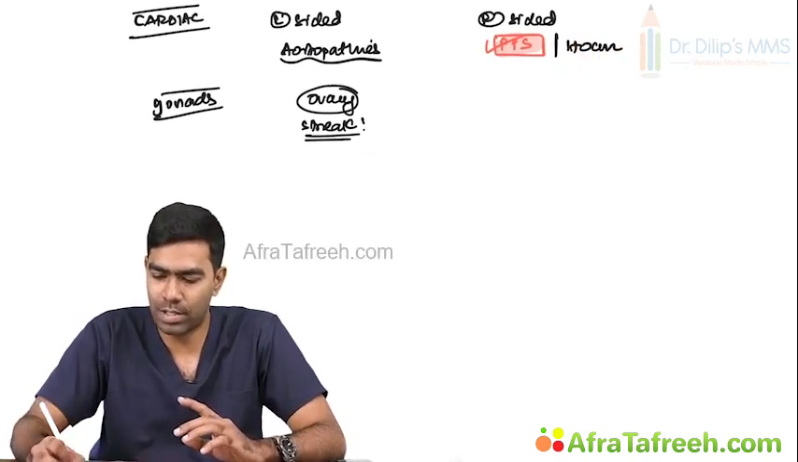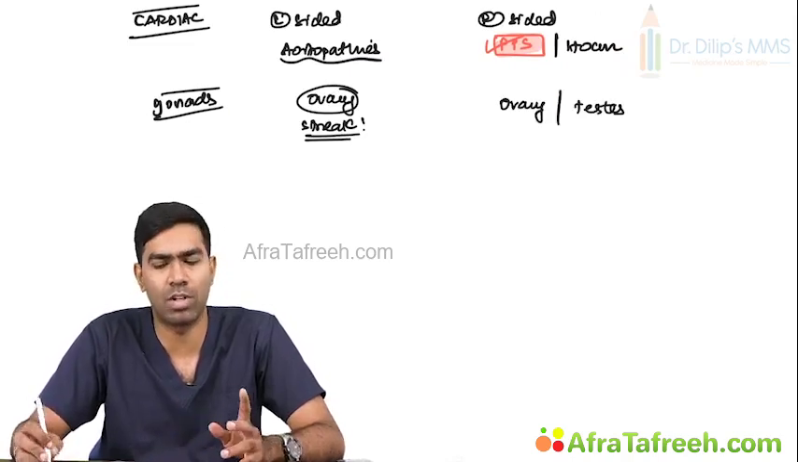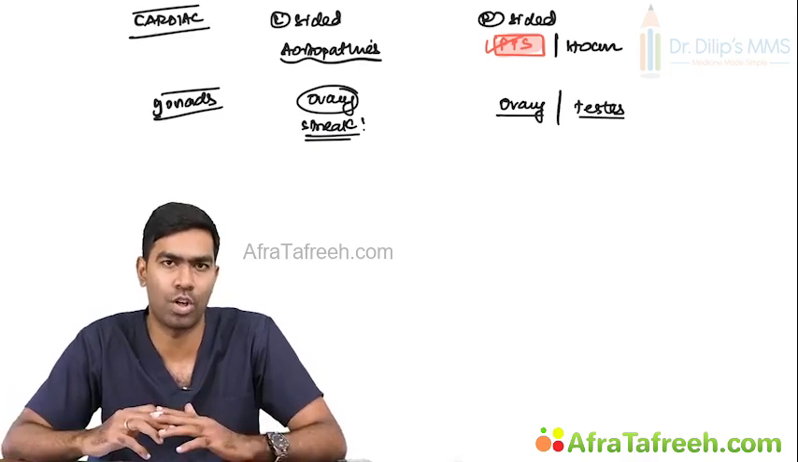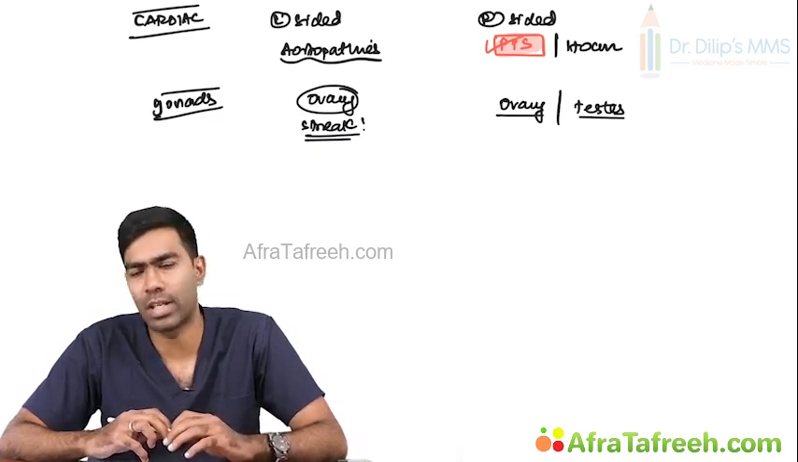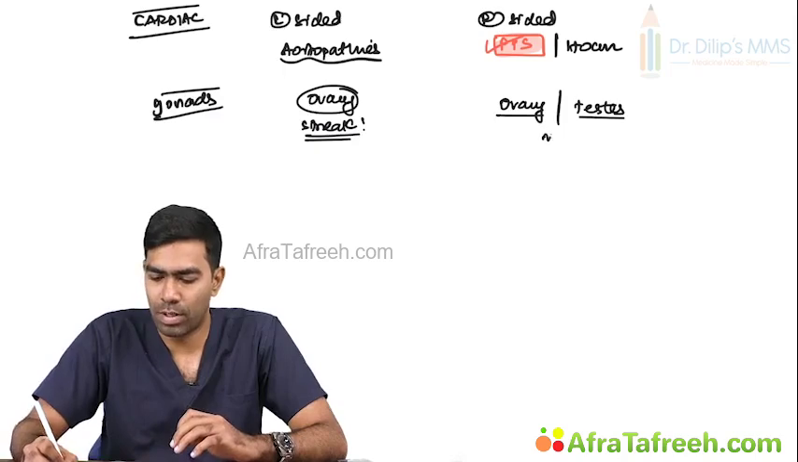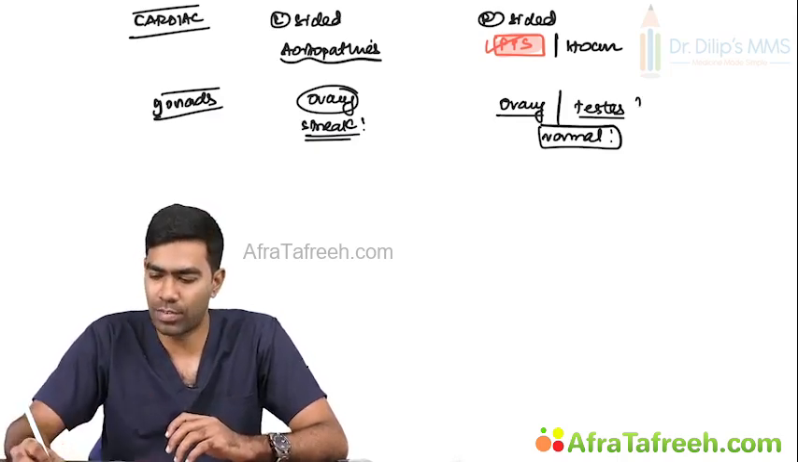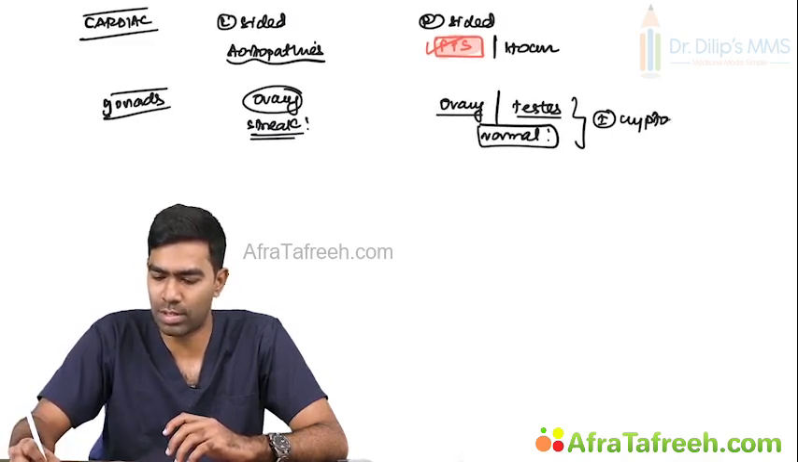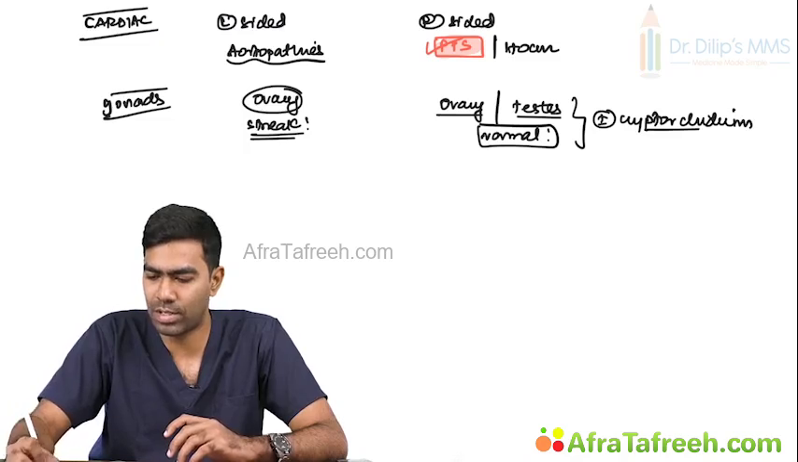Whereas Noonan syndrome patients may have either an ovary or a testis, because it's a Mendelian inheritance, autosomal dominant, where the patient can have any karyotype. It's a different gene altogether. It's not something related to chromosomes. So they can have an ovary or a testis, but they'll be normal. They won't have any problem, which means they produce a normal amount of sex hormones. That's the idea. Many Noonan syndrome patients have cryptorchidism, that is undescended testis, but function-wise they'll be normal.